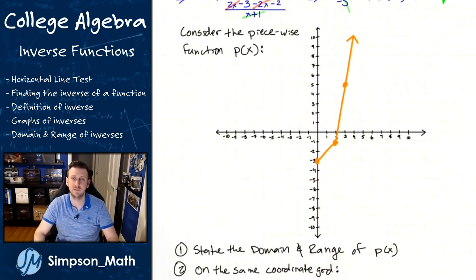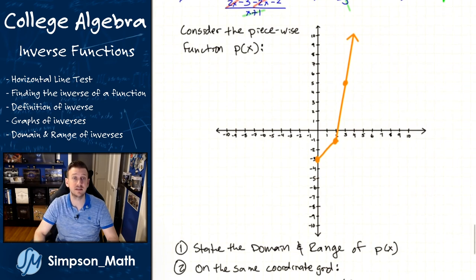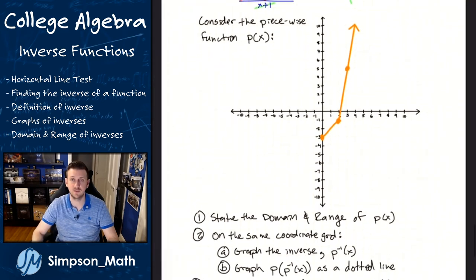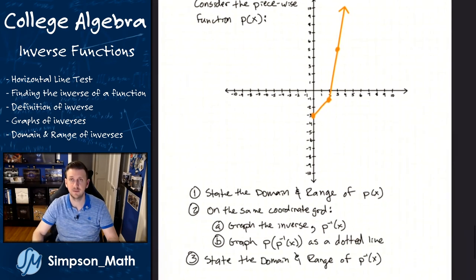All right, one last example. So consider this piecewise function. I have this function p of x. It's just this little line segment and then this ray taken off going through this point. So what I would like you to do is to state the domain and range of p of x.